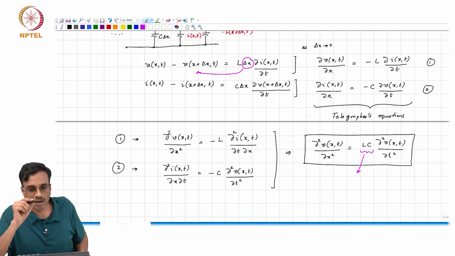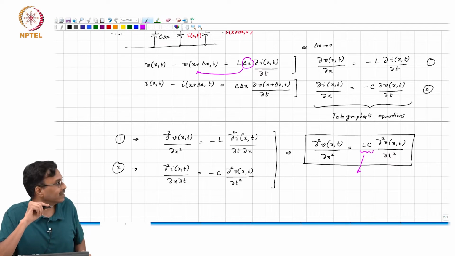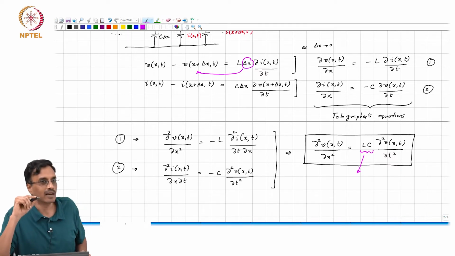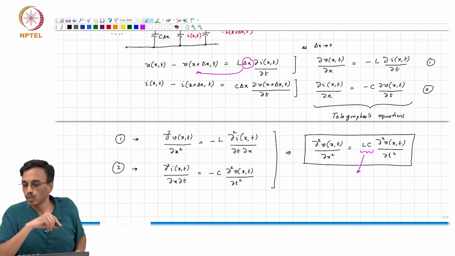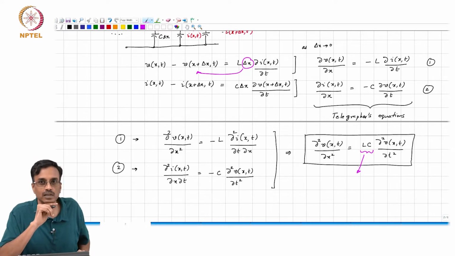In a book, you would have some nicely drawn calligraphic symbol for L. I can't do that, unfortunately, so I will just call it L. So LC has got dimensions of time square per meter square, and the time square in the numerator and the time square in the denominator cancel, and therefore we are all a happy family. Does that make sense, folks?